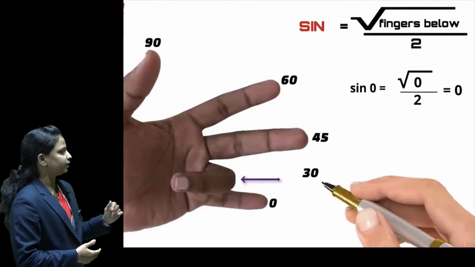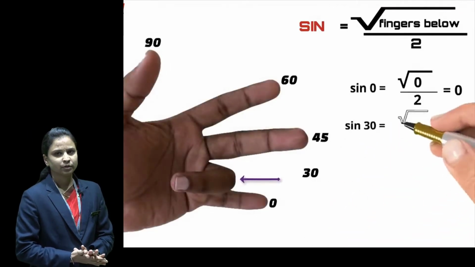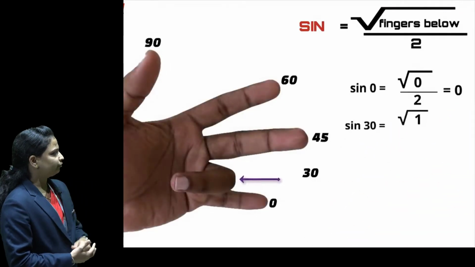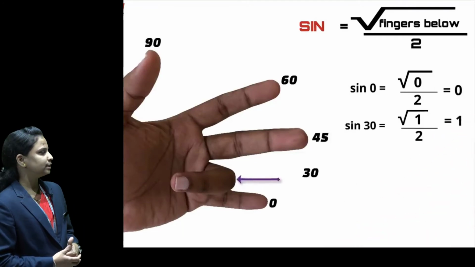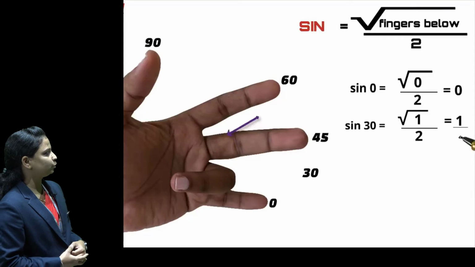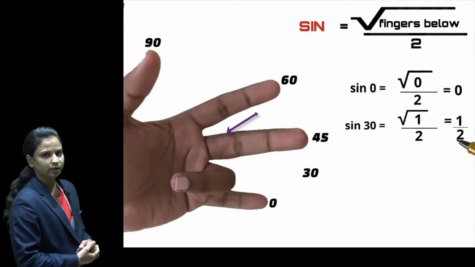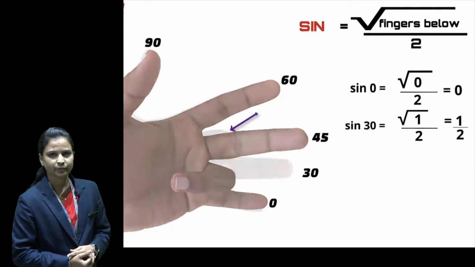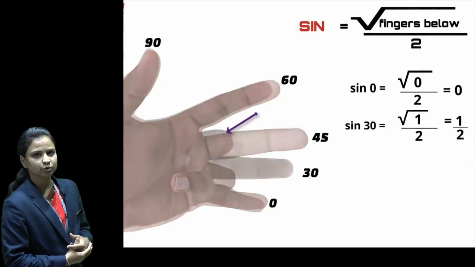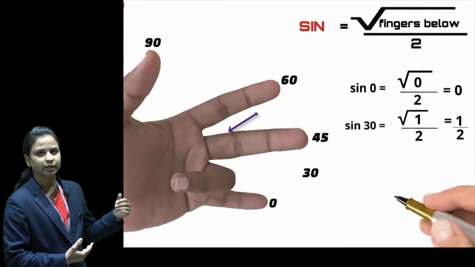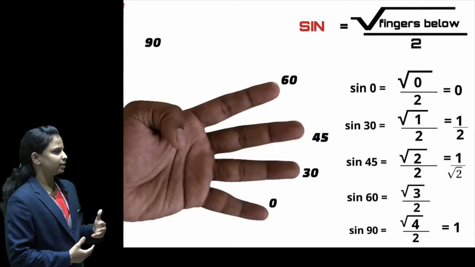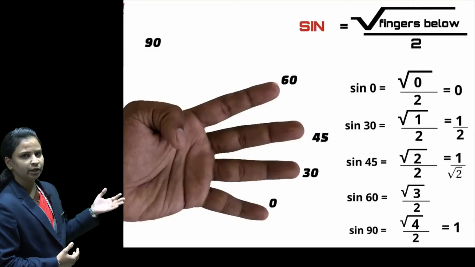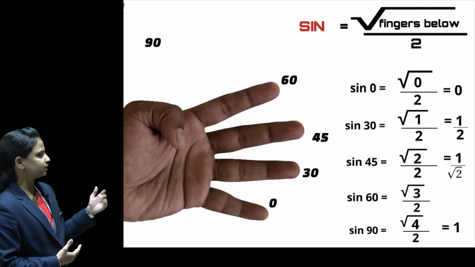Now for sine 30, there is one finger below the ring finger. So sine 30 is equal to square root of 1 divided by 2. Square root of 1 is 1. So we get the value sine 30 is equal to 1 upon 2. Likewise, we can find the remaining values. See this.